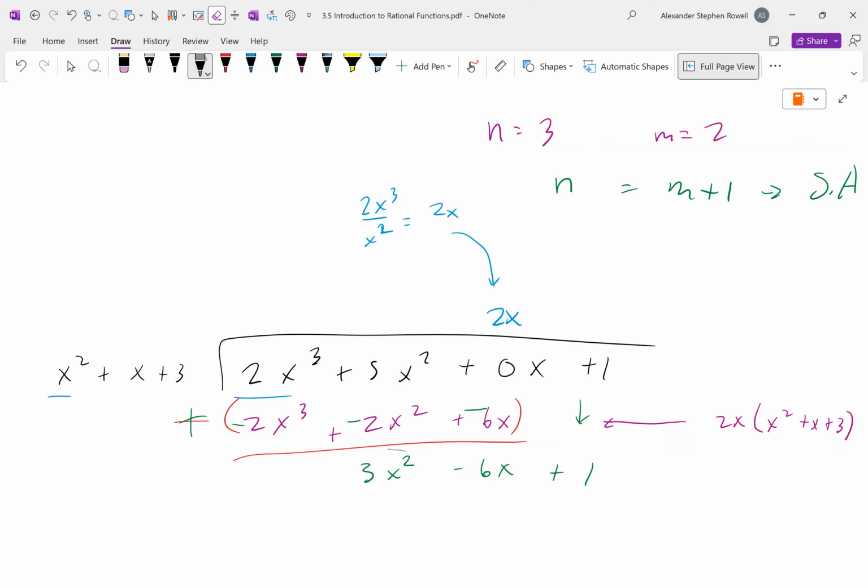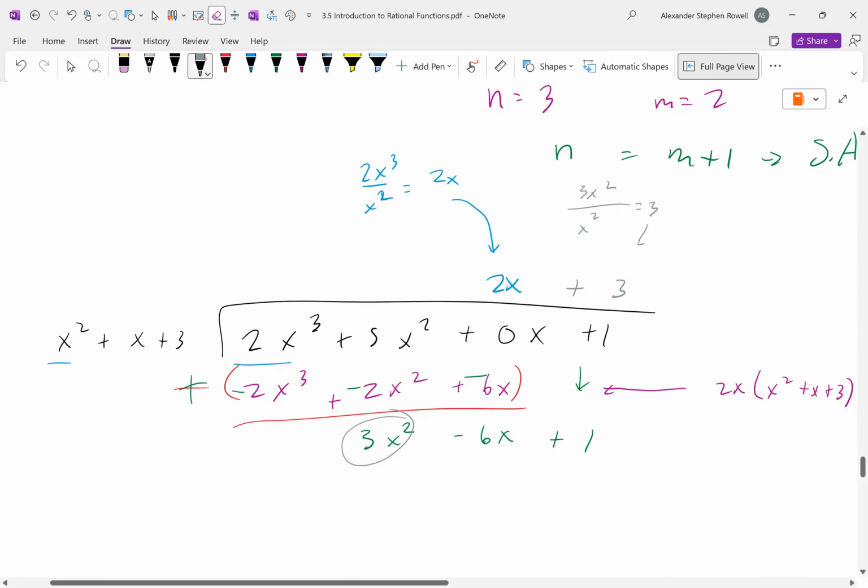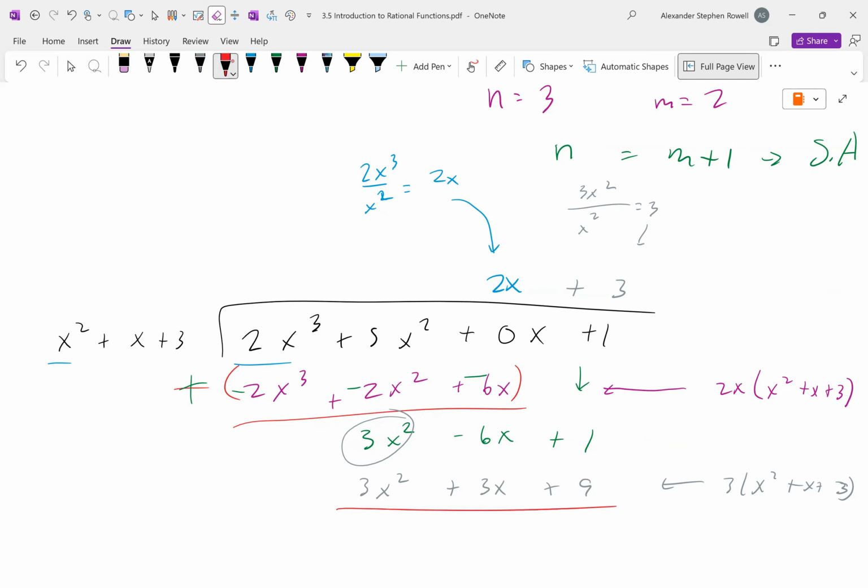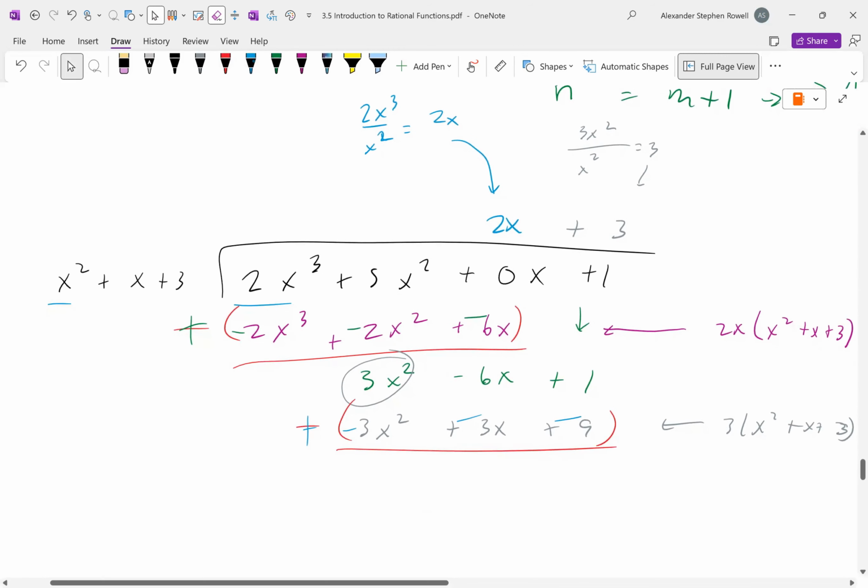How many times does x squared go into 3x squared? Yes, plus 3. And we multiply. What's 3 times the divisor? 3x squared plus 3x plus 9. And we subtract. Let's distribute the minus sign. The 3x squareds cancel. Negative 6x minus 3x is negative 9x. 1 minus 9 is minus 8.